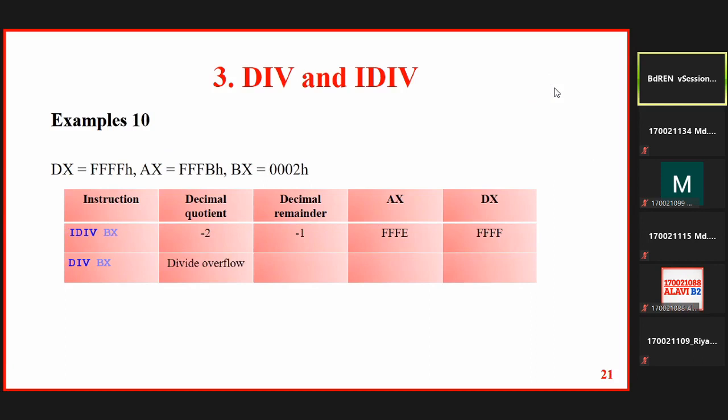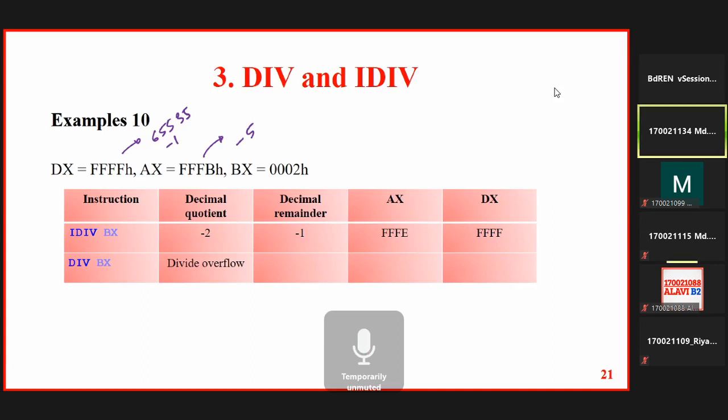Now in this case we have a divide overflow, so we can see it here. This FFFF is 65535 in the unsigned case, and in the signed case it is -1. And this is B. In the signed number it is -5, but what is the unsigned number?